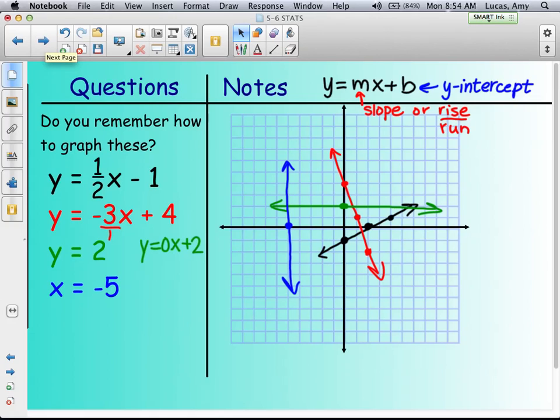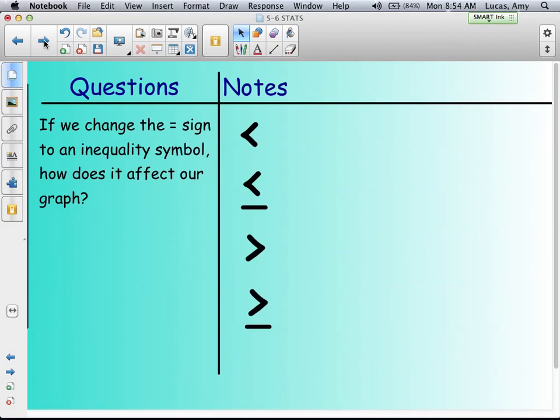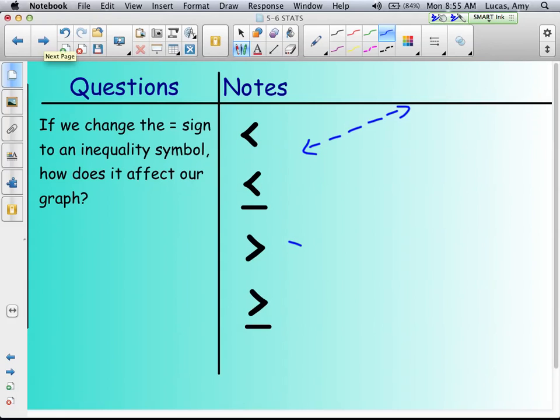The only difference is our equal signs are going to turn into inequality symbols. The effect that that has on our graph is, like we talked about in vocab, with the less than symbol and the greater than symbol, we are going to see dashed lines for our boundary lines. So these are both going to be dashed lines.